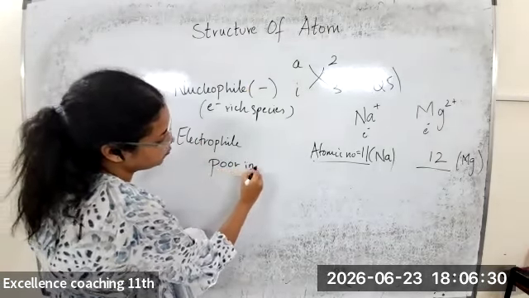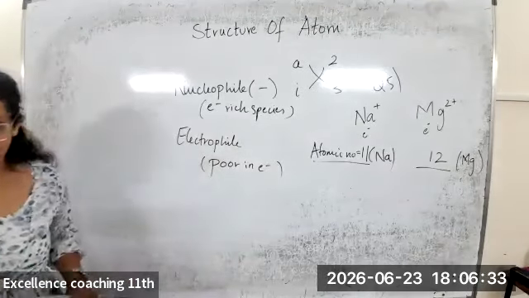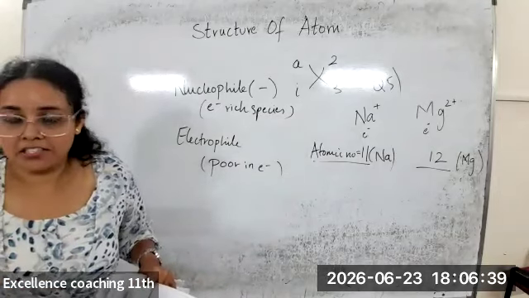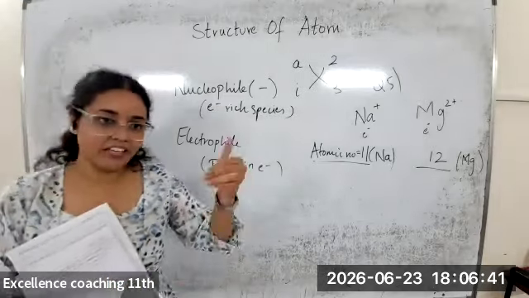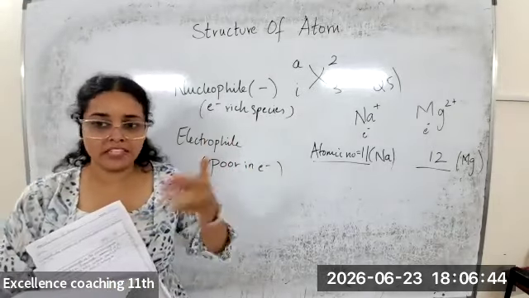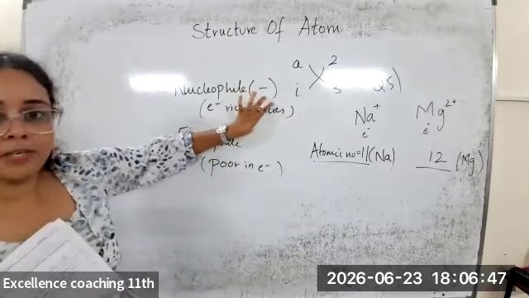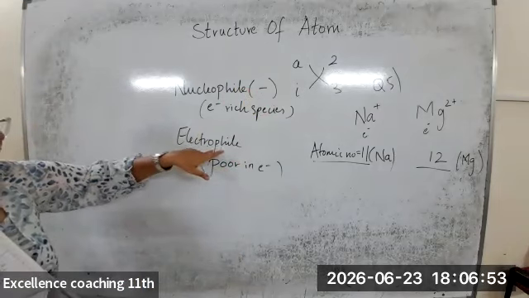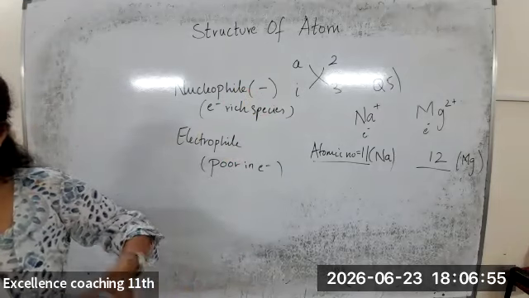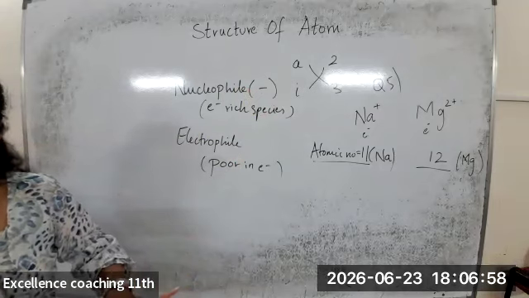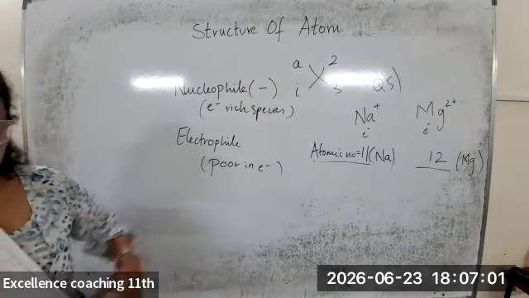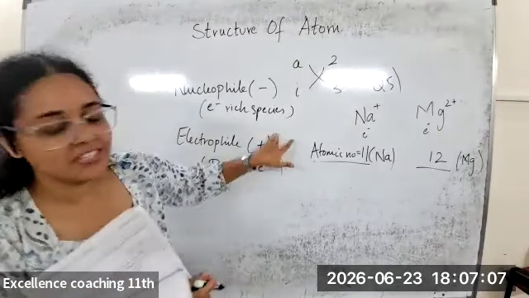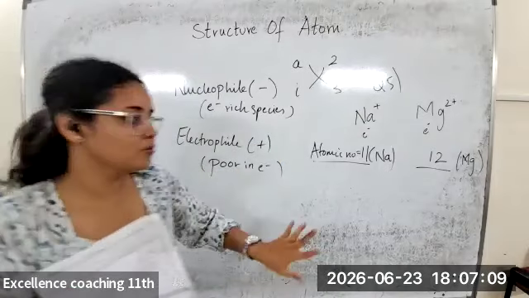Suppose I consider a rich person and a beggar concept: the nucleophile will be the rich person, with a lot of money, and the electrophile will be like a beggar who won't have anything, so it will always be poor. So the electrophile is something which will acquire a positive charge. These two terms I have introduced just for you all to know.